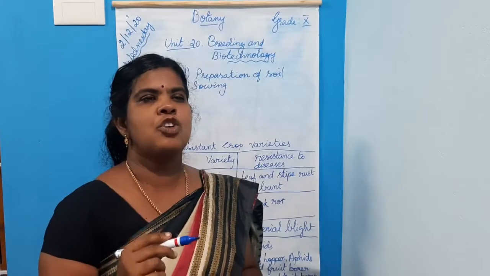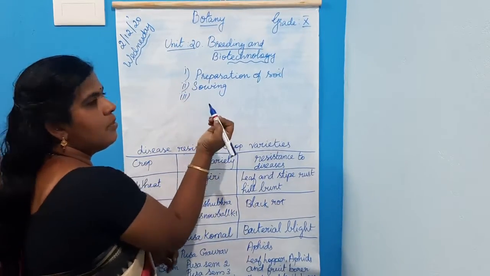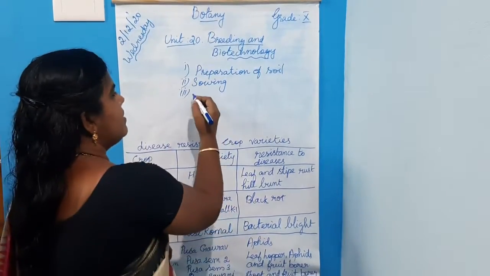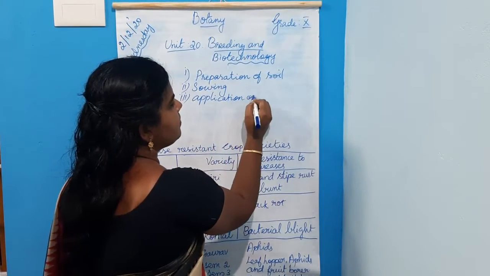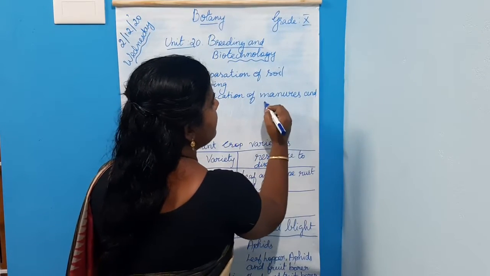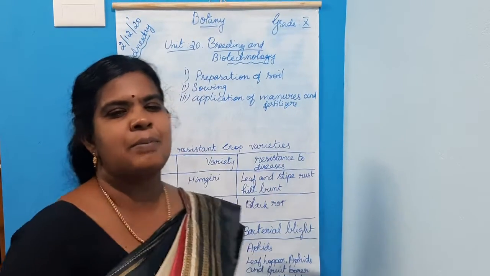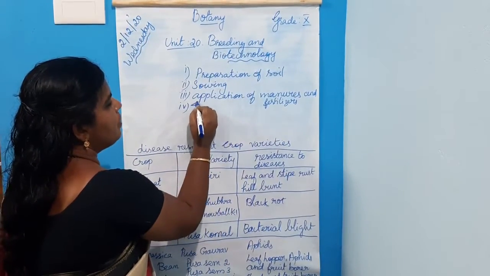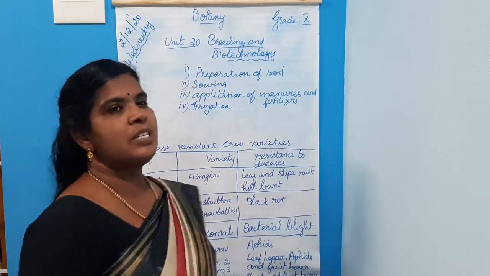Then next, application of manures and fertilizers. After sowing, what will the farmers do? They will apply manures and fertilizers, isn't it? Then the fourth step is proper irrigation. What is irrigation? Irrigation is the process of supplying water to the field.